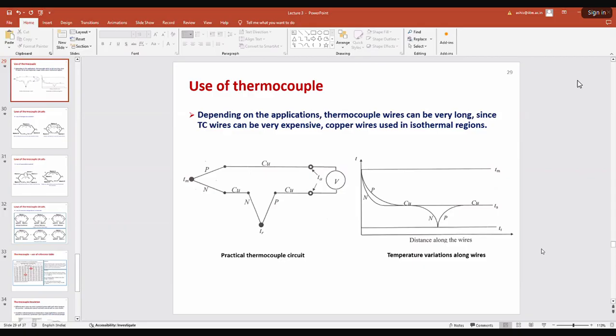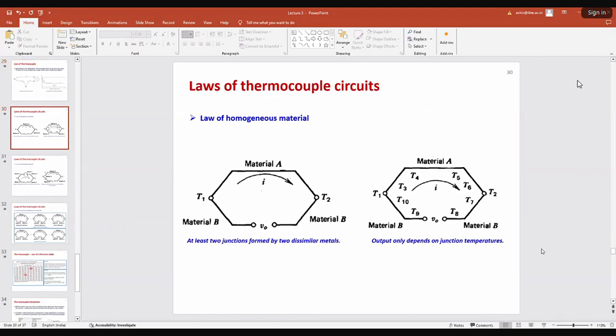That is this law that tells you, right? It doesn't matter what is the temperature in between here. What is important is the measuring junction temperature and the reference junction temperature. If the reference junction is simply hanging around in the lab and this itself is fluctuating, then it will not be correct.